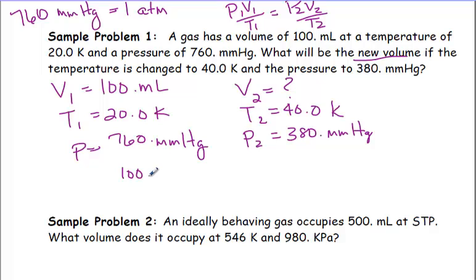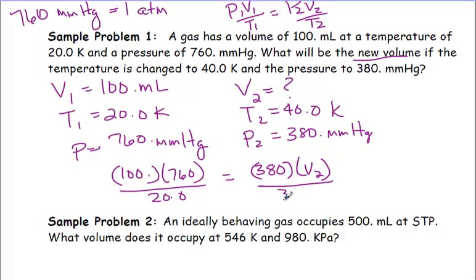Right, so we have 100 times 760, and I'm going to leave out the units here so that you can do the calculation, and divide by 20. Remember, sig figs will be important for this one, and then we are going to put in our 380 times V2, that's what we're solving for, over 380. Do your calculations, divide this by 20, multiply by 380, and then again divide the whole thing by 380 to get your V2. Our new volume will be 400 milliliters.